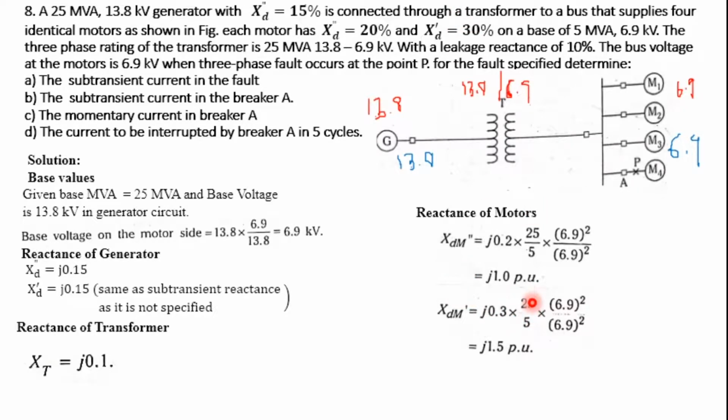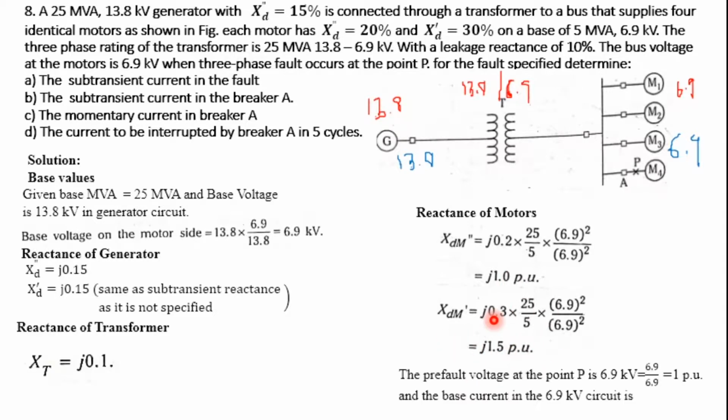MVA base is 25 and the voltage is 6.9 by 6.9 squared, so they cancel and we get 0.3. You have to remember that this one is the subtransient value of the motor, and this one is the transient value of the motors.